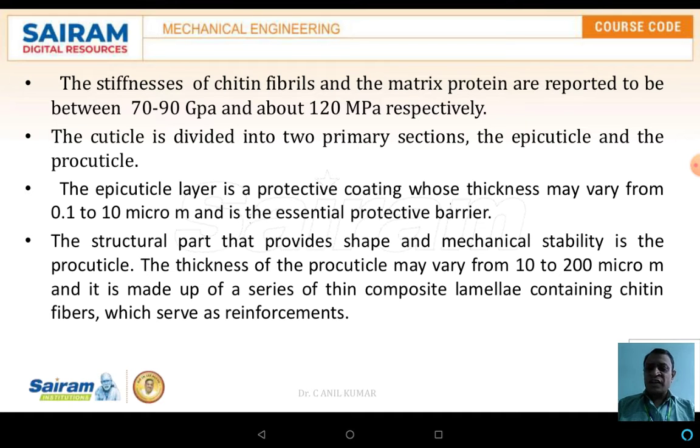The cuticle is divided into two primary sections, the epicuticle and the procuticle. The epicuticle is a protective coating whose thickness may vary from 0.1 to 10 micrometers, forming the essential protective barrier. The structural part that provides the shape and mechanical stability is the procuticle. Its thickness varies from 10 to 200 micrometers, and it is made up of a series of thin composite lamellae containing chitin fibers, which serve as reinforcement.